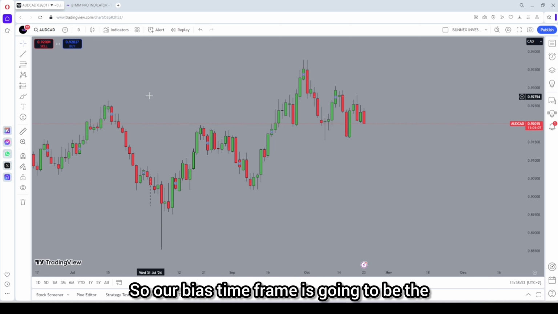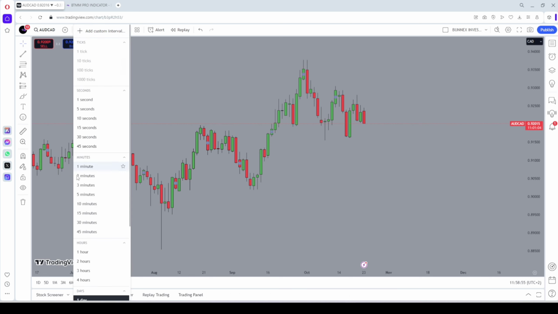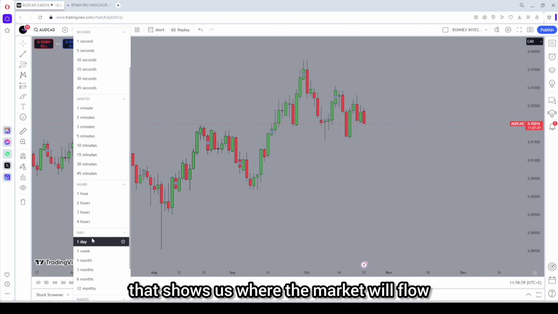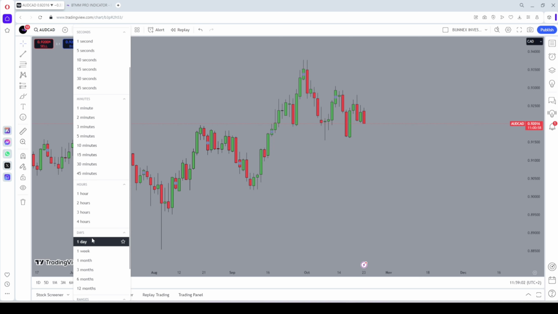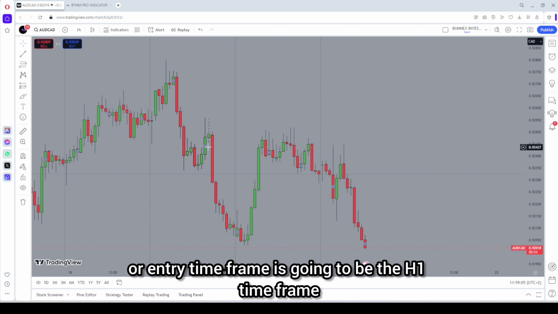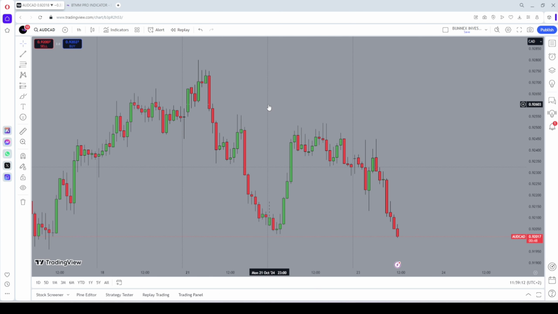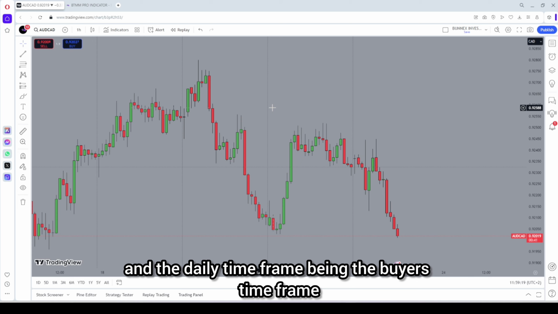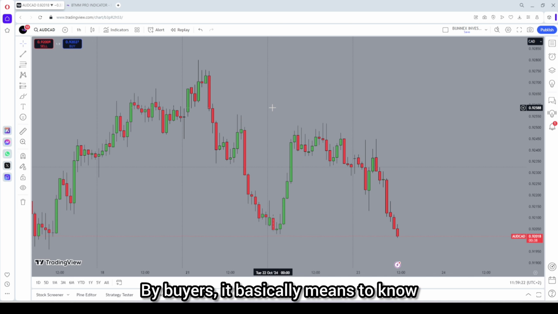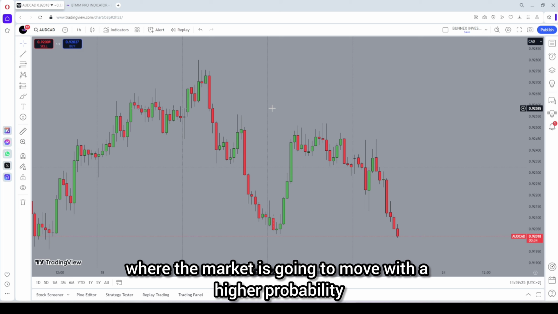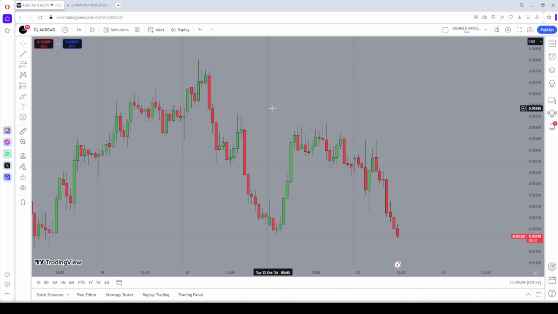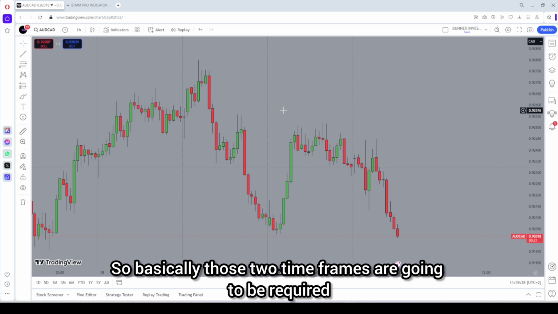So our bias time frame is going to be the daily time frame, which is a high time frame that shows us where the market will flow over a long period of time. Then our confirmation or entry time frame is going to be the H1 time frame. So in short, we are going to be using the daily time frame and the H1 time frame, with the daily time frame being the bias time frame. By bias, it basically means to know where the market is going to move with a higher probability, and then to enter, we'll use the H1 time frame, which is not something that will require us to be in front of the charts all of the time. So basically, those two time frames are going to be required.